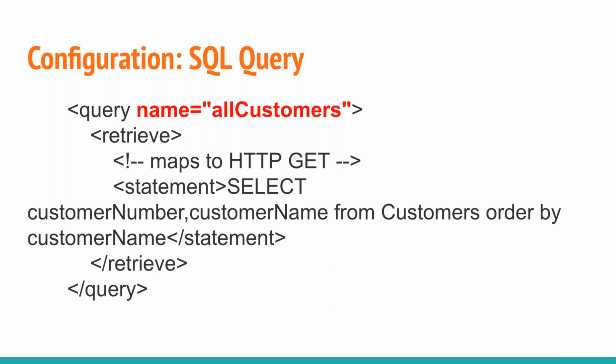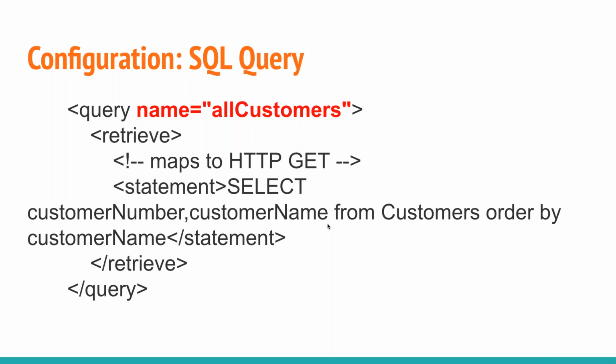And then you can add a variety of SQL statements into a single query, one for each of the CRUD operations. In this case, we've got a retrieve, and you can see that that particular statement, select customer number, customer name from customers, order by customer name, is placed in here. So this is how we are going to let the DB connector know about this query. We've given it a name called all customers.